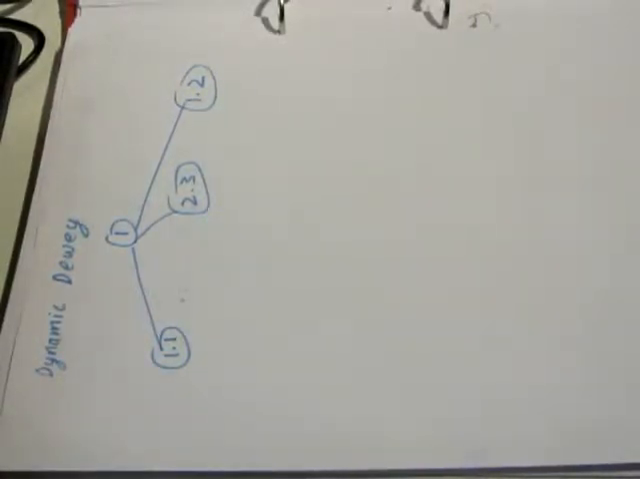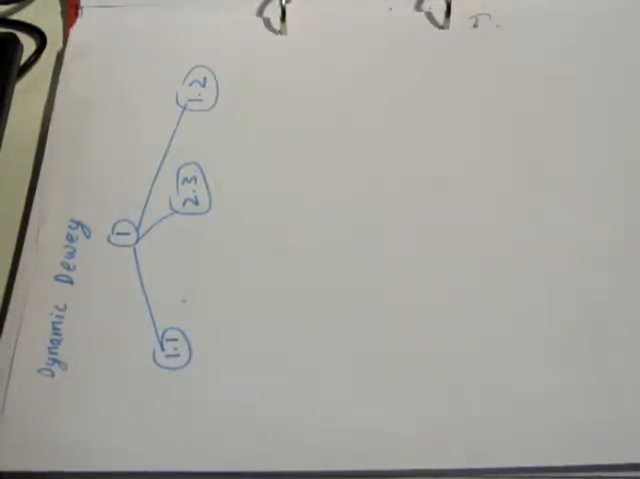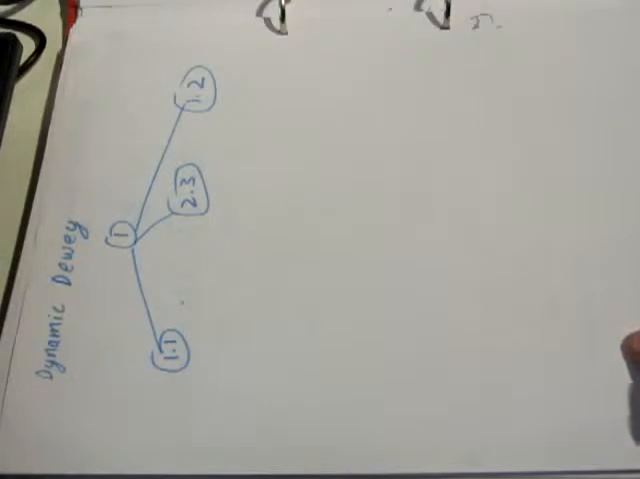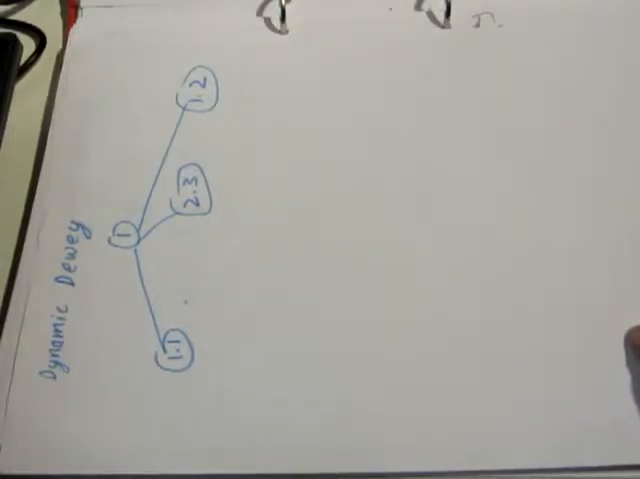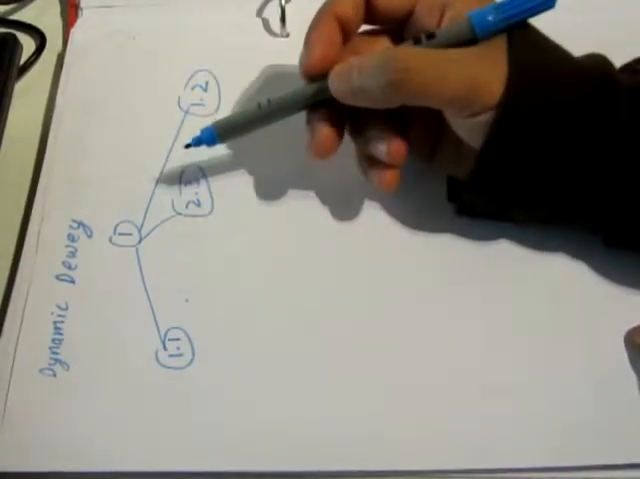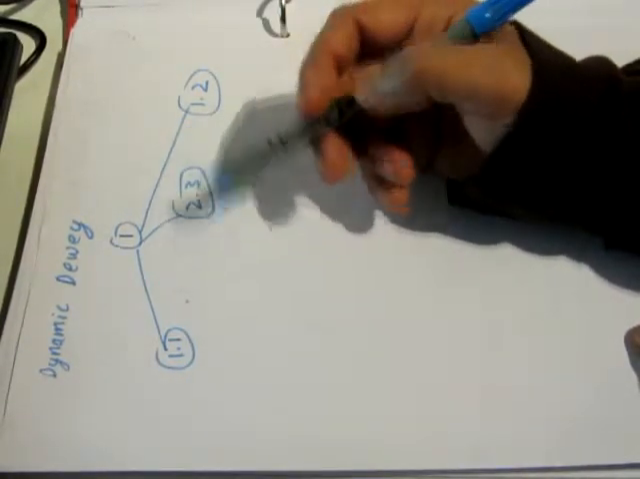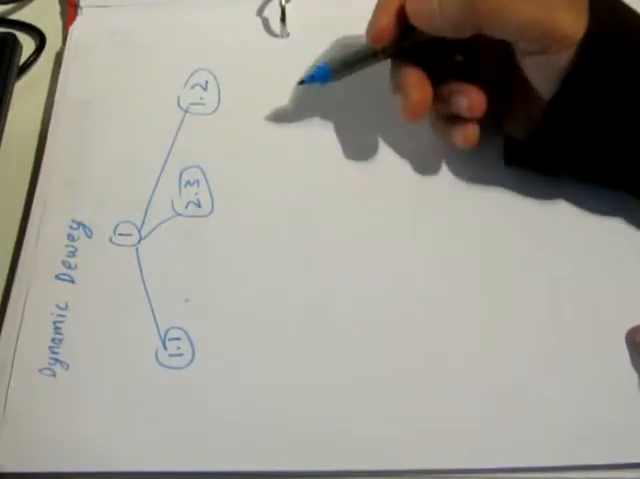Now we talk about dynamic dewey. It is also another XML numbering schema. So this is our initial tree, and first we want to insert a node. I'm just going to teach this dynamic dewey schema based on this small exercise. In dynamic dewey, basically, we use decimal numbers to label the nodes.